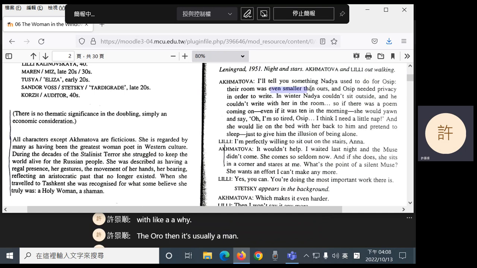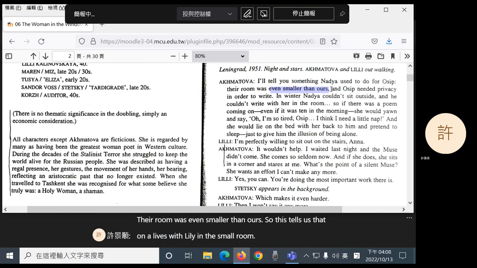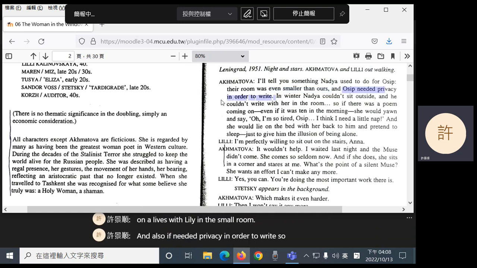Their room was even smaller than ours. So this tells us that Anna lives with Lily in a small room. And Ossip needed privacy in order to write, so Ossip is a writer.